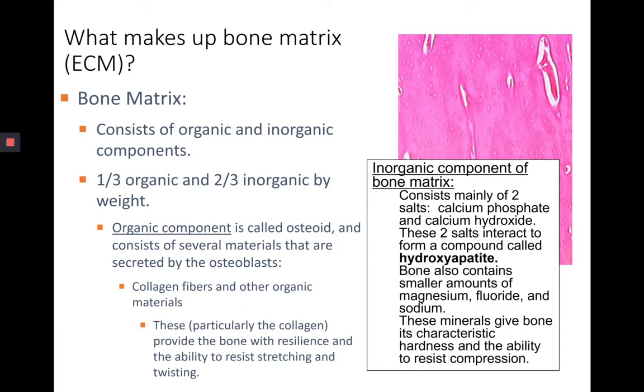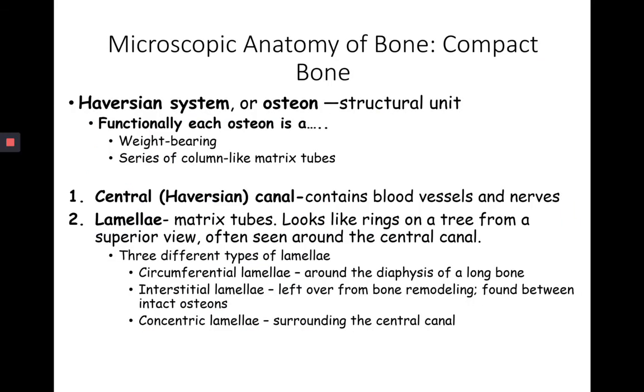But this characteristic hardness that you associate almost immediately when you think about bone allows bone to resist compression. So the inorganic components make bone hard and allow it to resist compression. The organic components allow bone to have resilience and resist stretching and twisting. So both together make bone really strong. Next, we're going to look at compact bone.